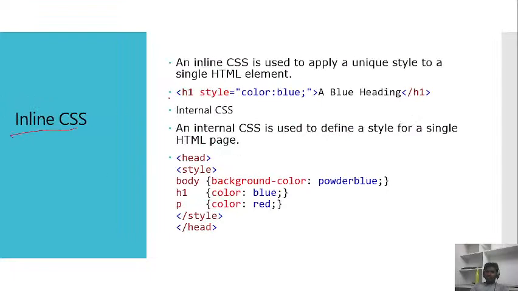Okay, so this is what the inline CSS is. An inline CSS is used to apply a unique style to a single HTML element. This is what we discussed up to now. See here, style, color, blue. Within this line we are mentioning the CSS properties. That's why it's known as inline CSS. Okay, are a few people clear with this? So this is what inline CSS is, and then external CSS.